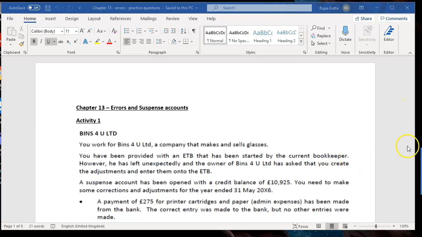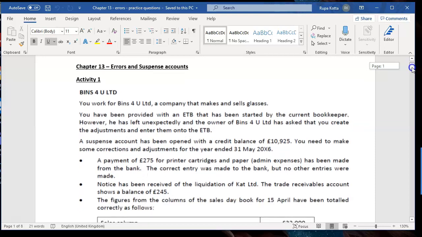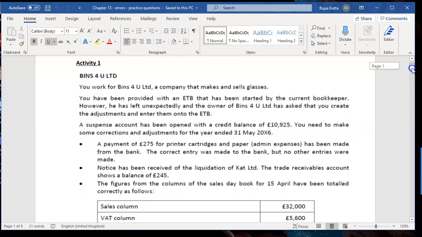Good morning, everyone. So on Wednesday in the session when we were doing the errors and suspense accounts, I told you that I will send you a video for the task 1 because it is a little bit trickier than the other task. So here we go. So let's first read through the question.